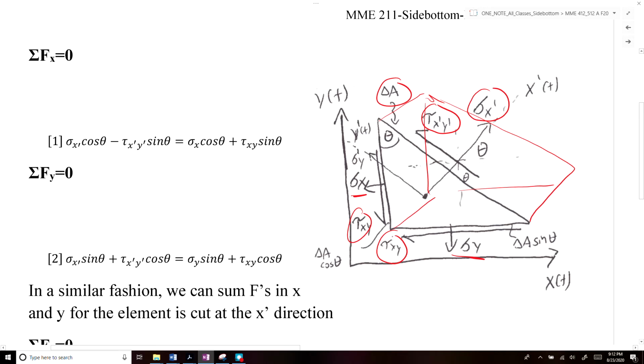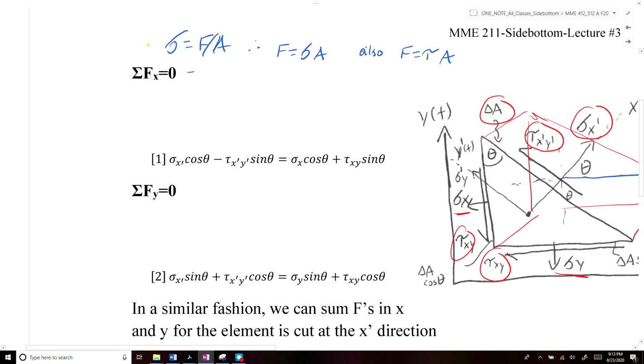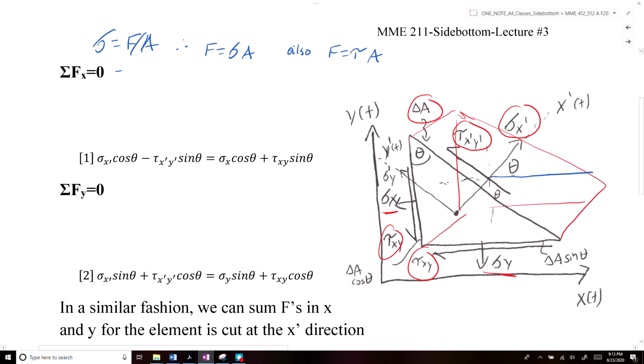Using this new element, we're going to sum all of our forces in the x direction and set them equal to 0. We'll start off with our sigma x prime. Remember that stress is equal to force divided by area. Therefore, force is equal to stress times area, and you can say the same thing for shear stress: force is equal to the shear stress times the area. Using those relationships, we can solve for the forces due to all the stresses acting on this element along the x-axis.